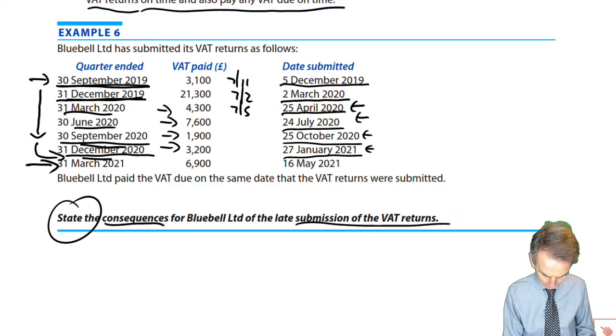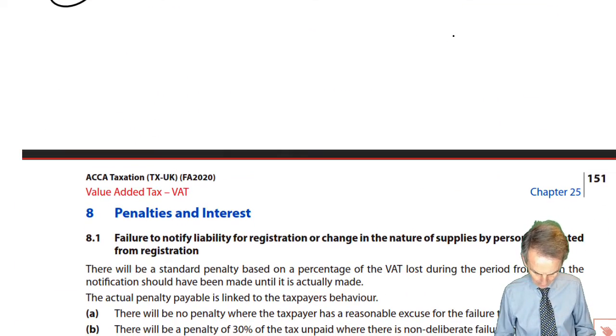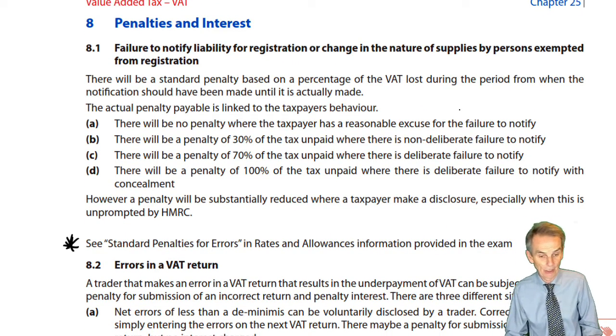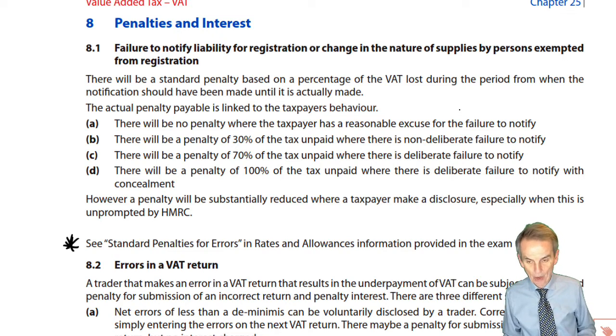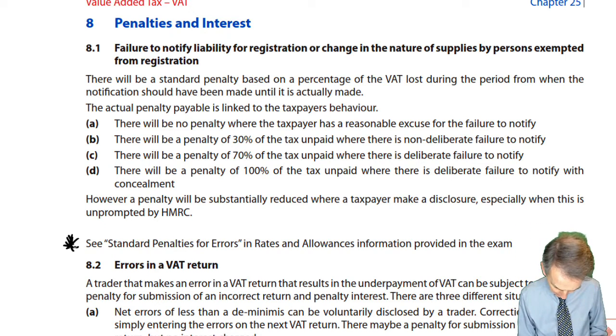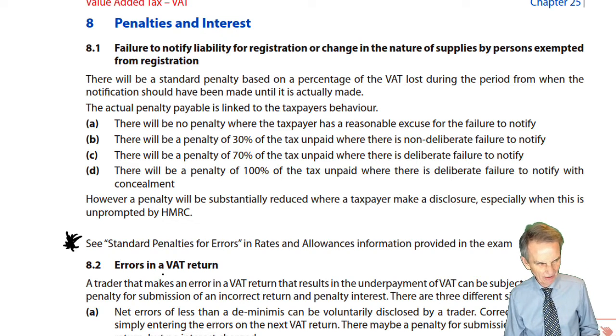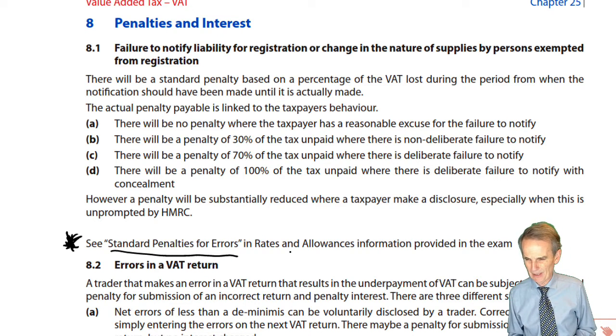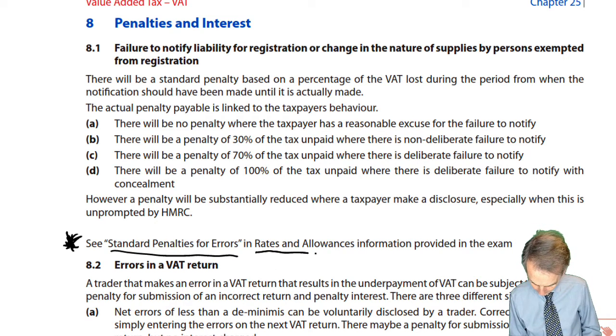Where are we? Back to the notes. And a further bit of admin here, which again is basically a learning exercise. And plus, apart from one important change from earlier years, we now have certain information. You can see I've asterisked it here. That is the standard penalties for errors. The information that would otherwise be a dreadful learning exercise that you'd have to perform is now provided in your rates and allowances information in the exam.